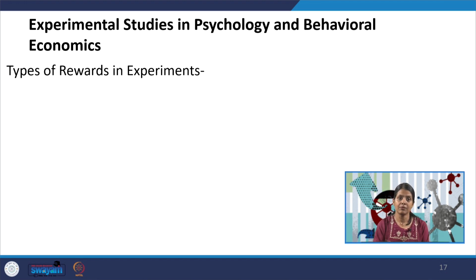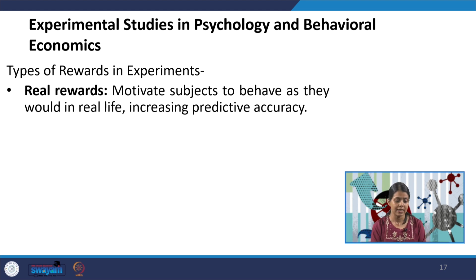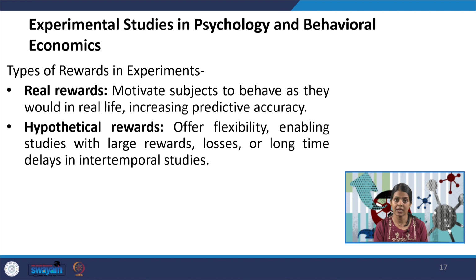Now, there are different types of rewards in experiments. First of all, real rewards. This motivates subjects to behave as they would in real life, increasing predictive accuracy. On the other hand, there could also be hypothetical rewards. Hypothetical rewards are like, I am told that I would be given 1000 rupees, how am I going to react to certain situations, or I am told that I am going to lose 1000 rupees and how I would again react to certain situations. So, these are hypothetical scenarios.